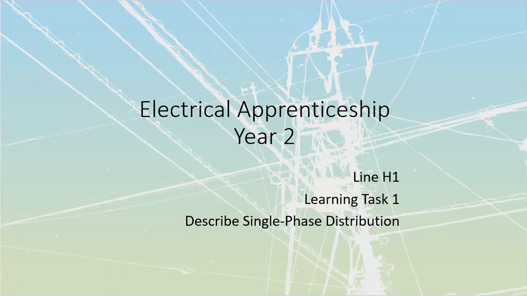All right, line H1, we're going to take a look at learning task number 1, which is describing the features of single-phase 3-wire distribution systems. Now, in level 1, you would have gone through standalone residential services, where we've got a service, usually up to no more than 200 amps, that is going to be sending power into a standalone residence.